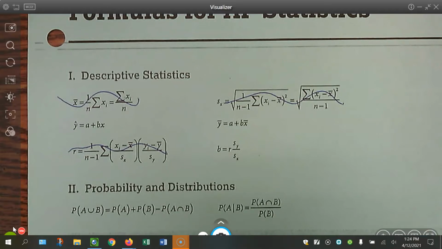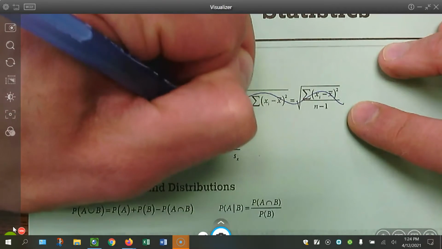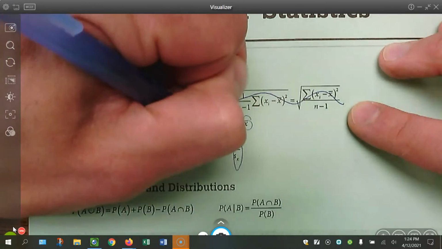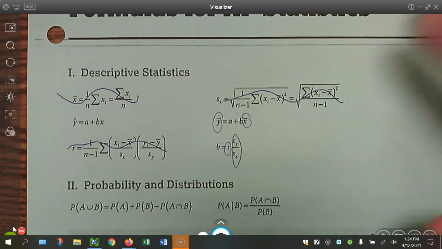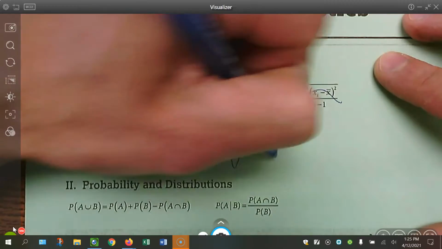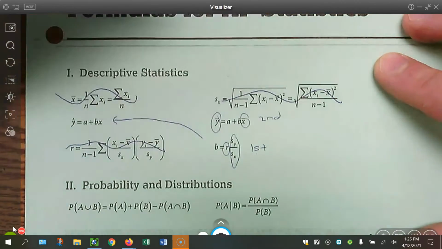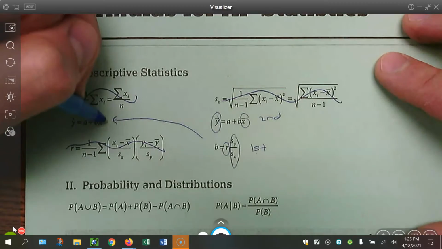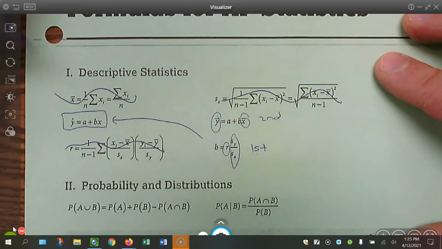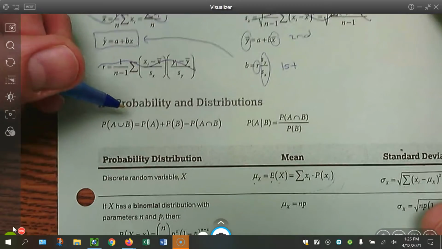This would have to be where they give you the summary statistics, the mean and standard deviation for each variable, and they give you the correlation. If that's the case and they ask you to write the least squares regression line, you would do this first, take your answer for B, plug it in here to solve for A, and then substitute those in to get your least squares regression line equation. That's it.